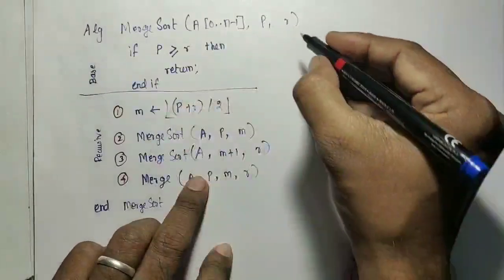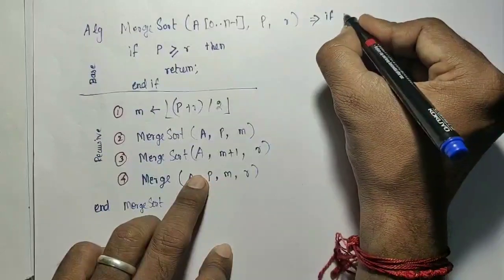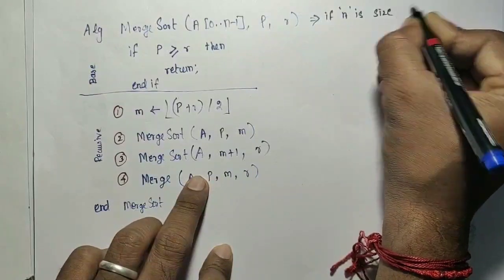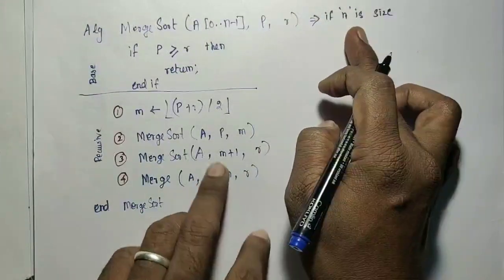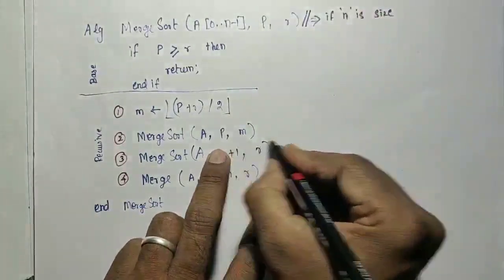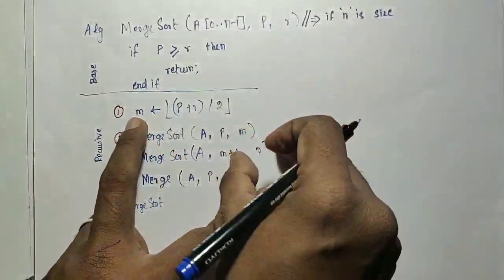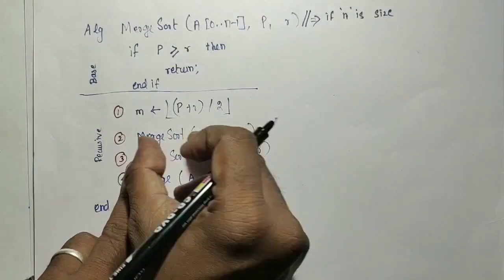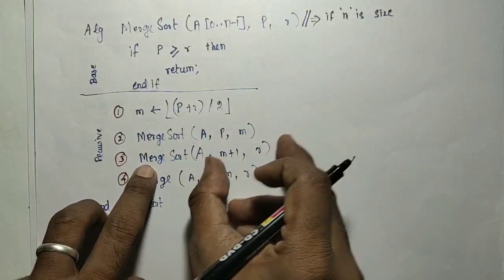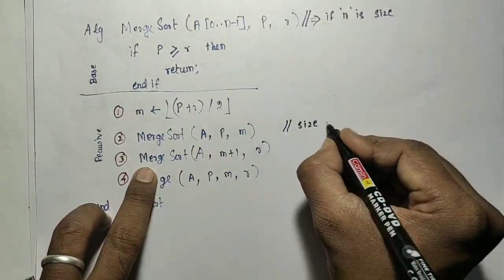And if you consider this size is N, if N is the size, so what will be the size of this one, the merge sort? M is calculated as the middle element, so for this merge sort algorithm the size will be exactly N by 2, correct? And for this merge sort algorithm, the size will be N by 2.